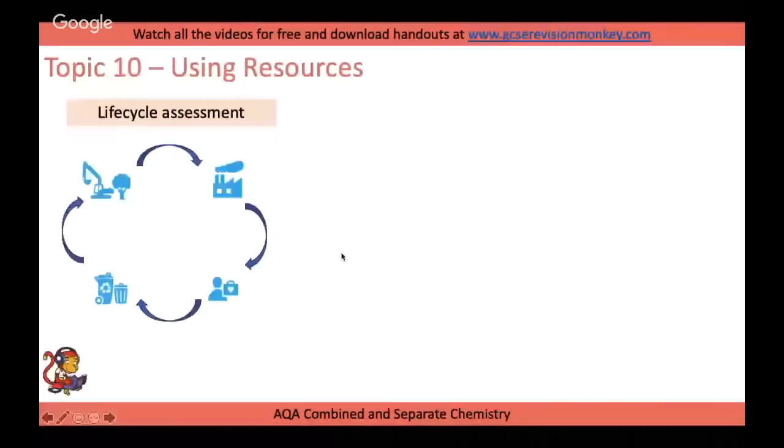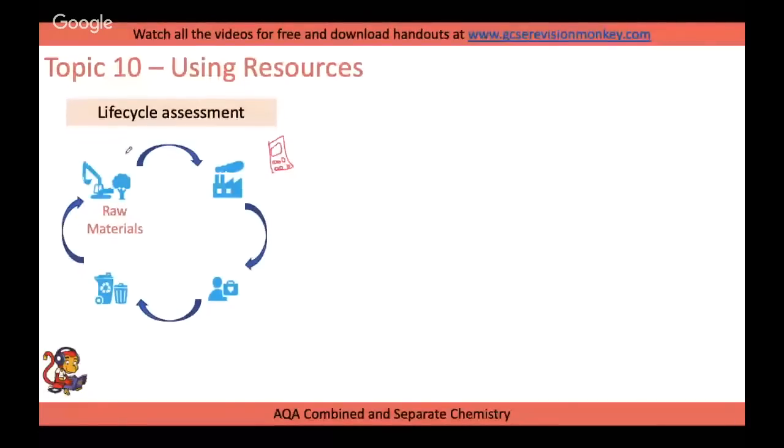So we're going to look at using resources. So the first thing we're going to look at is a life cycle assessment. You can do this for any product that you are interested in. Again, something like a mobile phone, the company might be asked by the government or by the supplier to produce a life cycle assessment for that. So first of all, there's 4 factors.